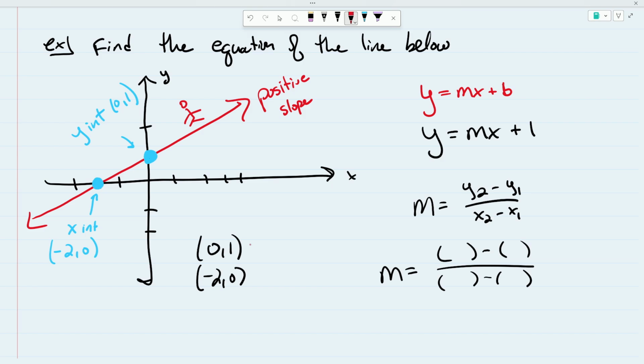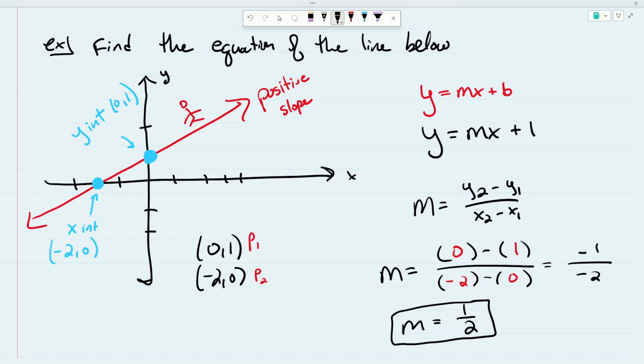The first point is going to be (0, 1). The second point is going to be (-2, 0). And there's no reason why I chose it. That's just what I wanted. You can make point 1 and point 2 any points you want as long as they are on the line. So we have y2 minus y1. So that's going to be 0 minus 1, all divided by x2, which is -2, minus x1, which is 0. Now, when I simplify in the numerator, I get -1. In my denominator, I get -2. And we know a negative divided by a negative is a positive 1/2.